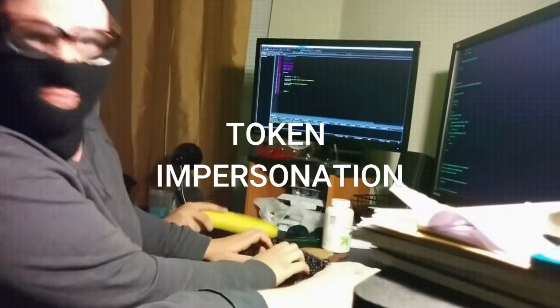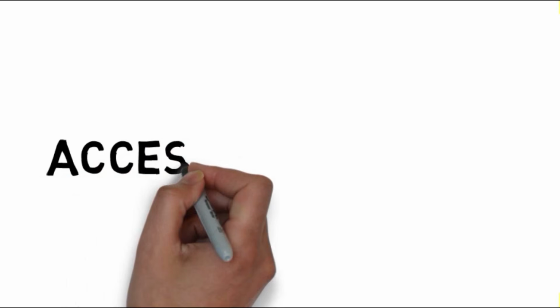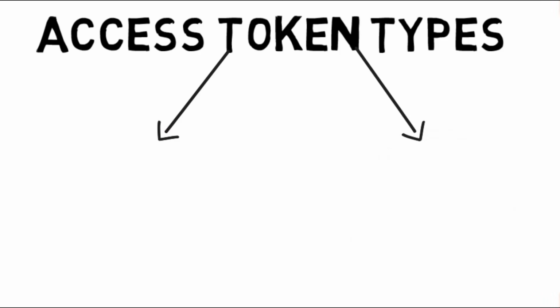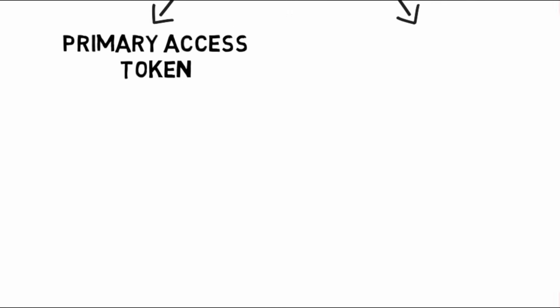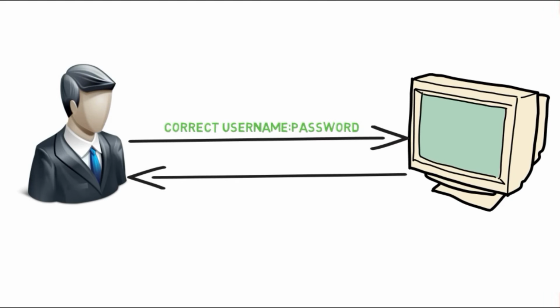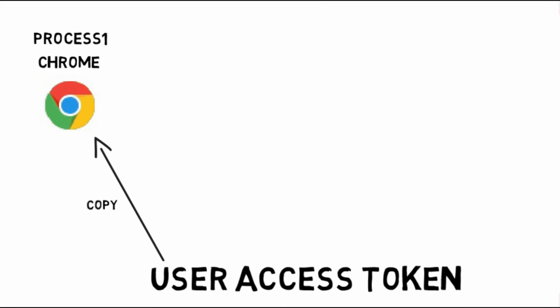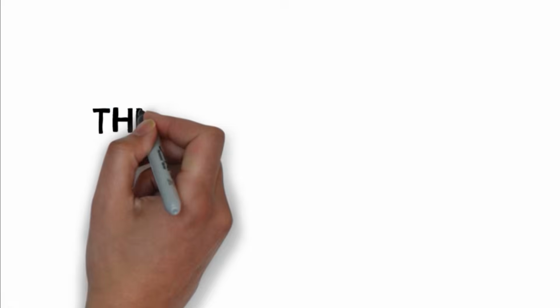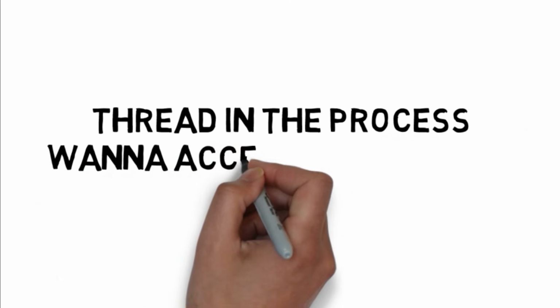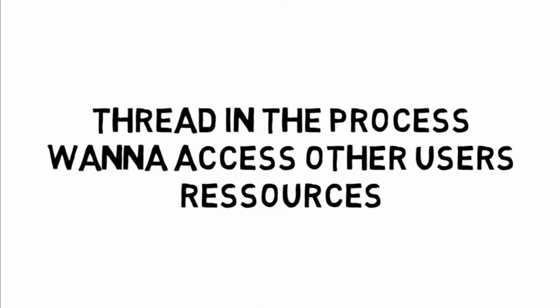But before we get into this, we need to talk about access token types. Well, there are two types of access tokens. A primary access token, which is the one we have talked about. So when you are successfully logged into your user account, a primary access token is set to you, and a copy of it is set to the process you run on the system. But sometimes, a thread in the process you run needs to access resources that are only accessible by other users.